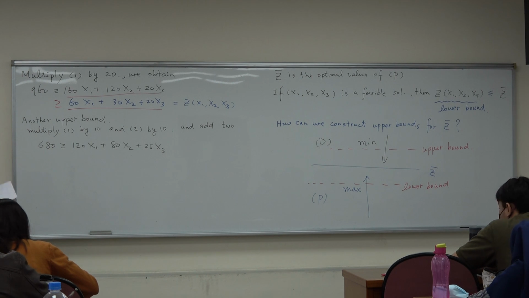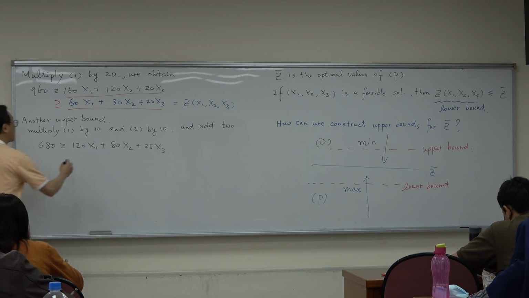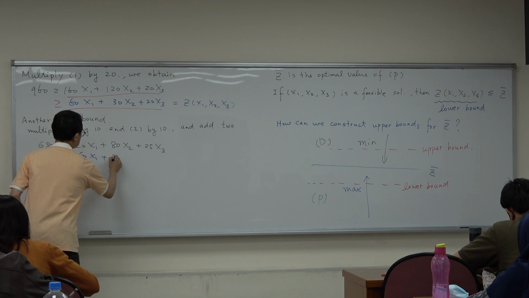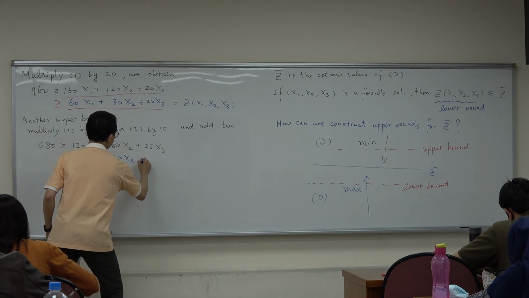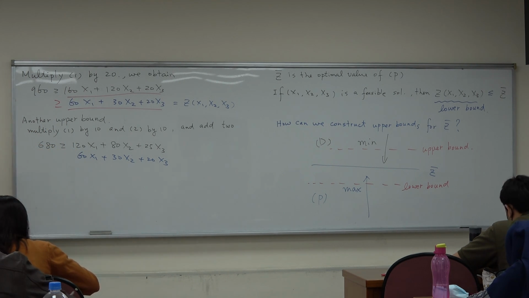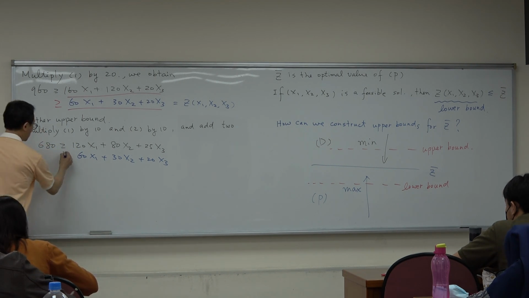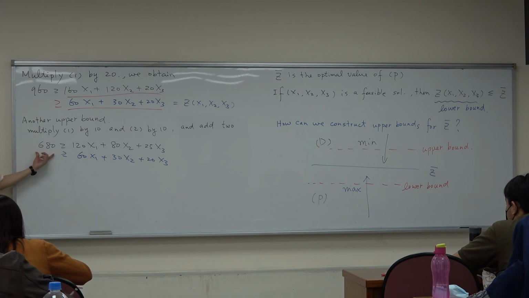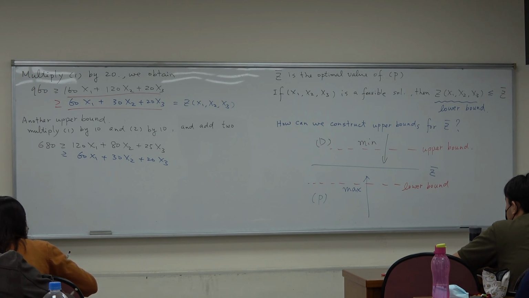So compared to our objective function, 60x1 equals 30x2. So 680 is another upper bound. It's much smaller than 960. Okay, so we have a better upper bound.